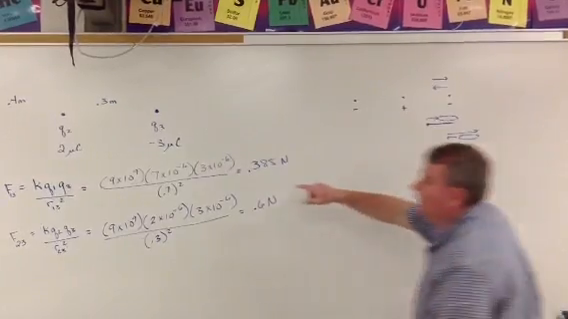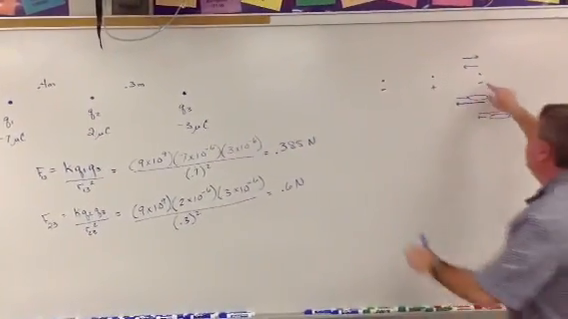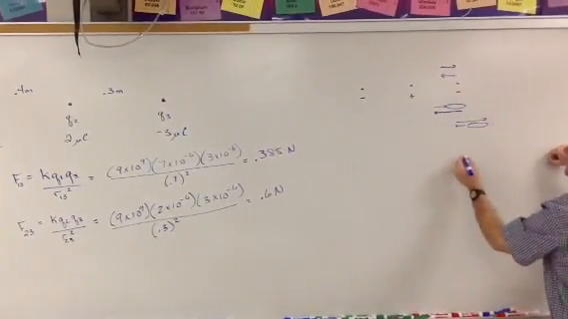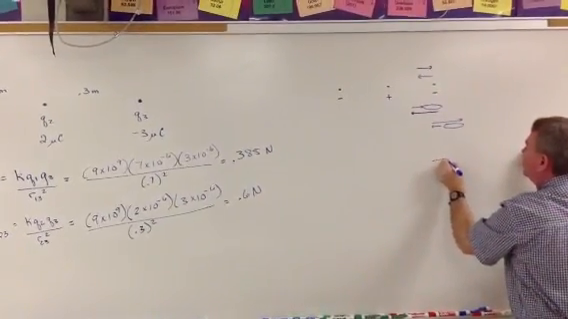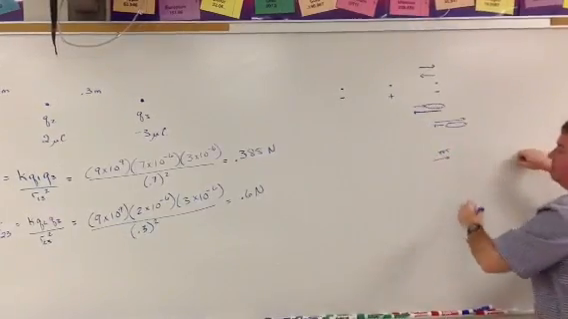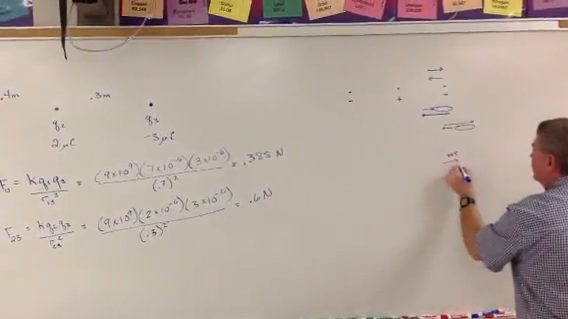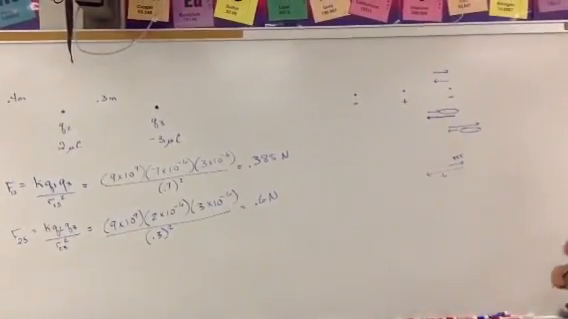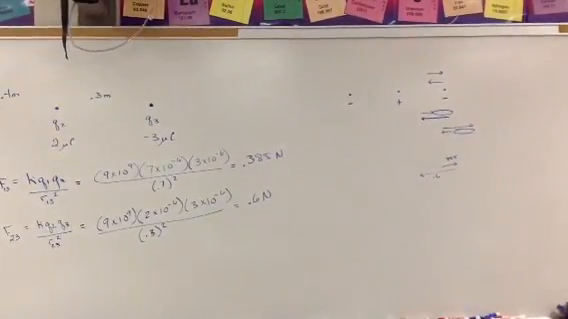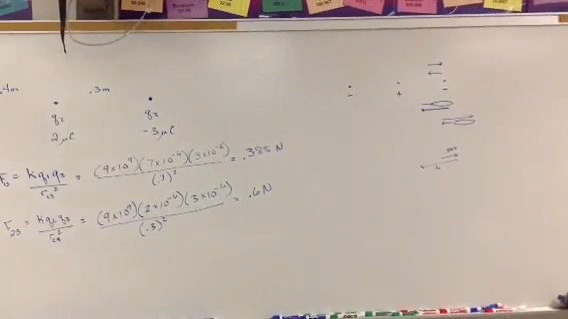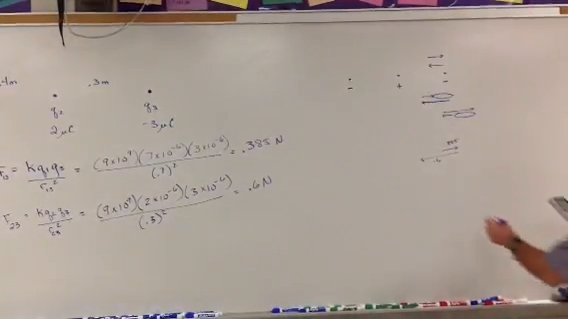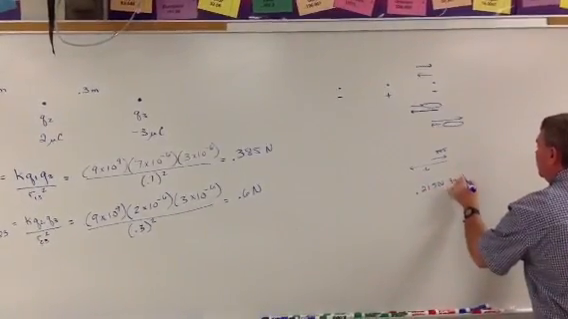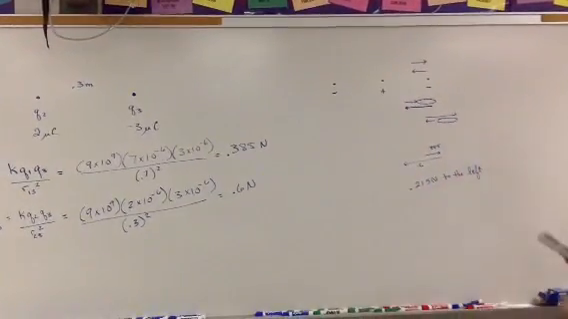The force between particle 1 and 3, the repulsive force is 0.385. Now the repulsive force is to the right, 0.385, but the attractive force is to the left, and it's 0.6. So the attractive force is greater than the repulsive force. If you subtract these two out, 0.6 minus 0.385, you get 0.215 newtons to the left. Okay, that's it.